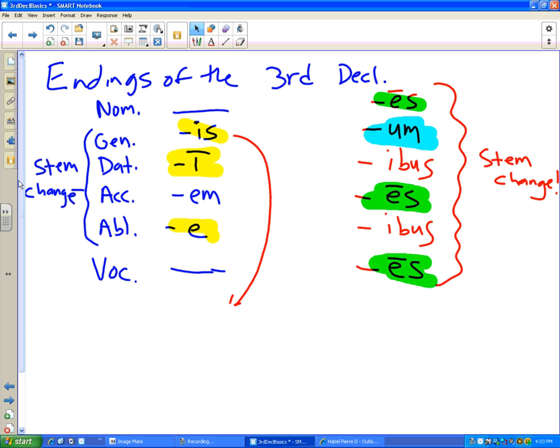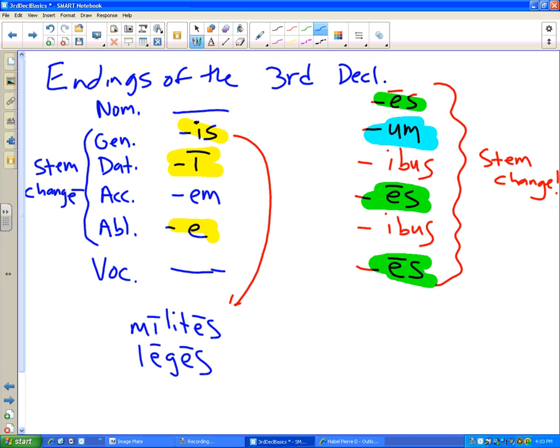With the ending long es. Okay. So let's go with a nice third declension noun like milites, or a feminine one like leges. You run the risk of potential confusion because the ending long es could be either nominative or vocative plural.